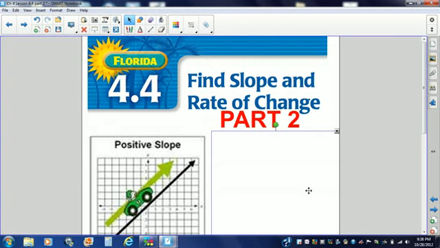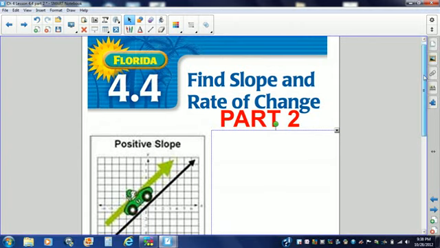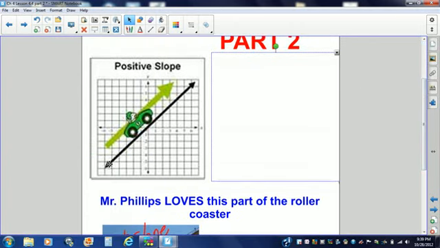All right, today's podcast is going to be lesson 4.4, part 2. Quick review. We said if the line is going up and to the right, that is a positive slope. Memorize it.